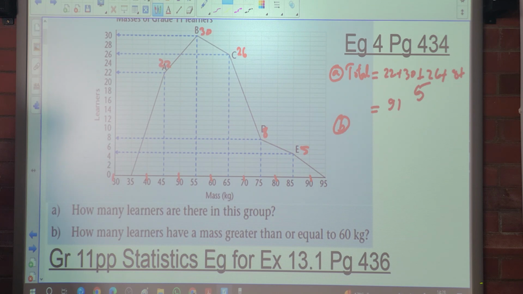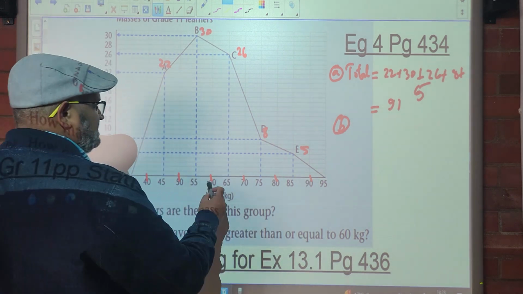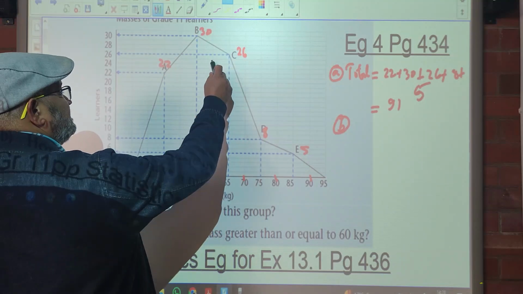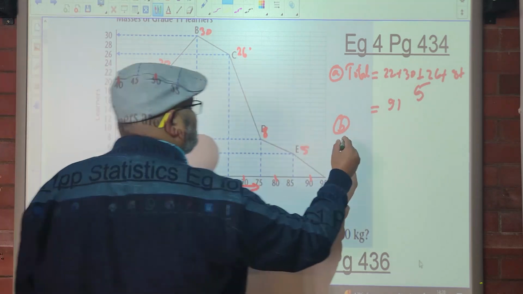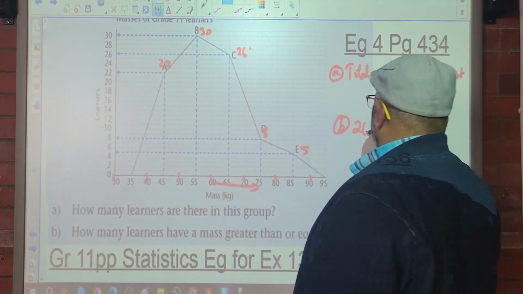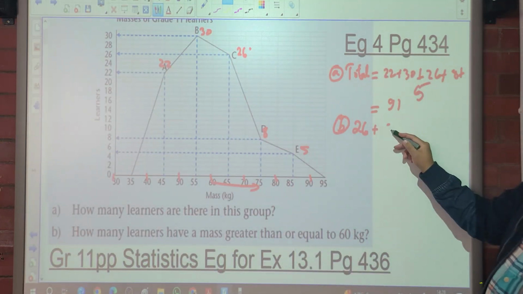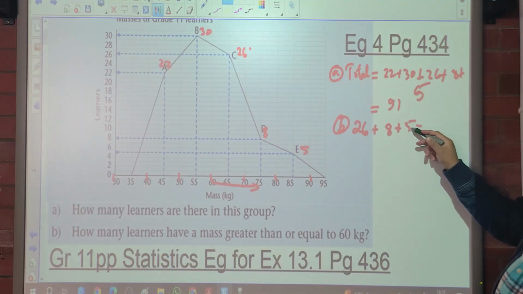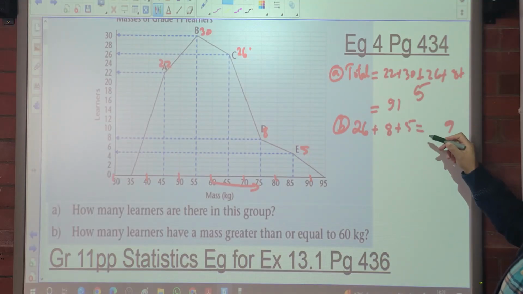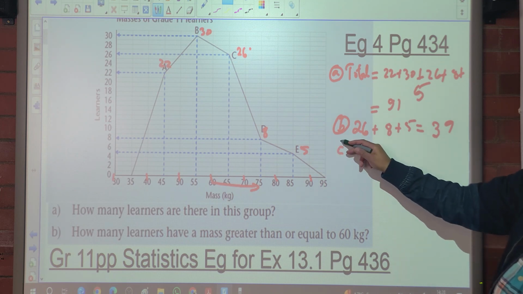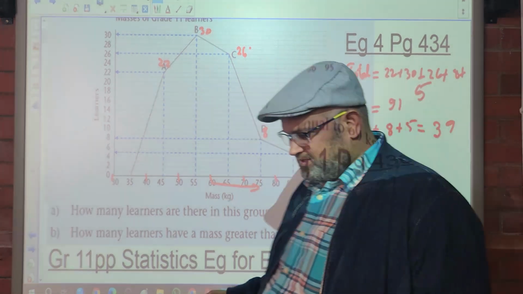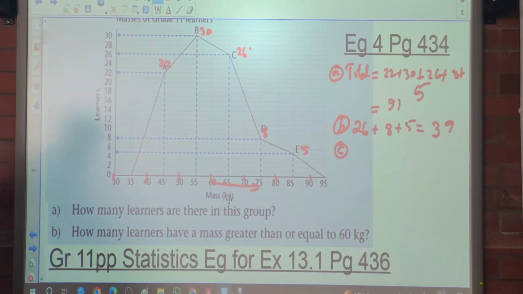B says how many learners have a mass greater than or equal to 60? So here's 60. Okay, so greater than is going to be 26 plus 8 plus 5, which is 39. Is that correct? Yes, sir. Right. Let's look at C. Just follow in the textbook also, so that I don't make a mistake.